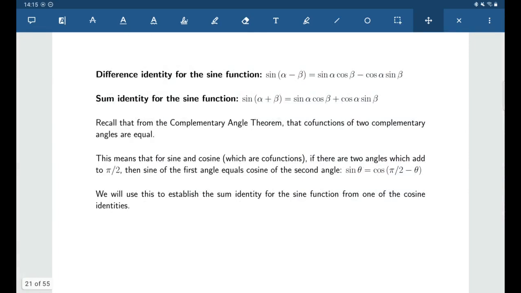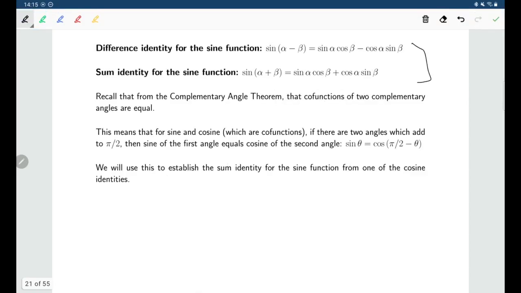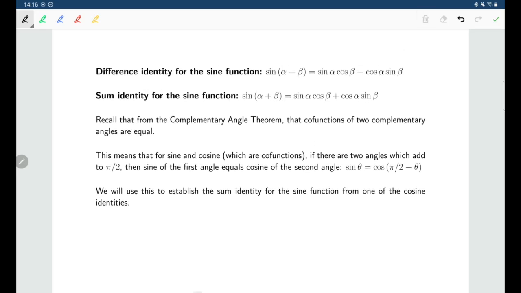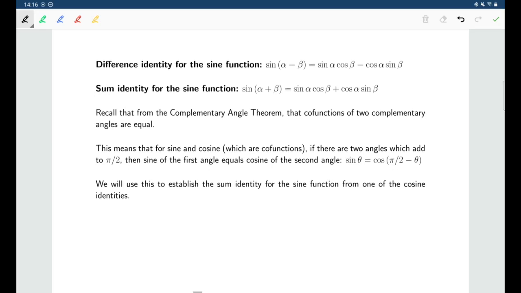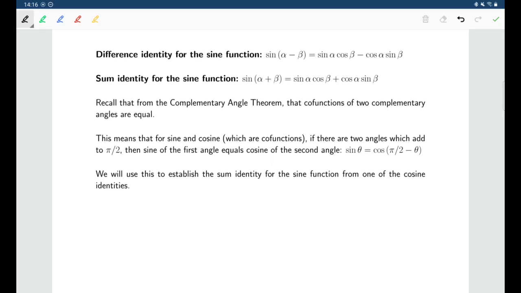Now we're going to take a look at these two identities for sine. The two identities we have, a difference identity and a sum identity, and both of these we'll be able to generate only knowing the cosine identities. And this is really just using our old friend, the complementary angle theorem. Remember that the complementary angle theorem said if you have two functions that are cofunctions of each other, and if the angles are complementary, then the two functions have to be equal to each other.